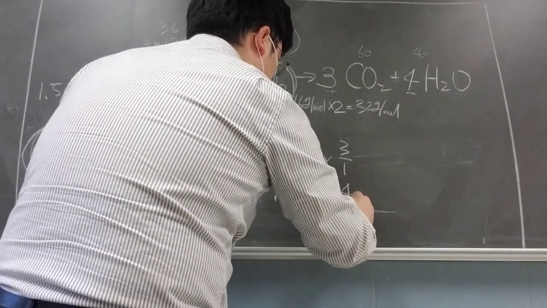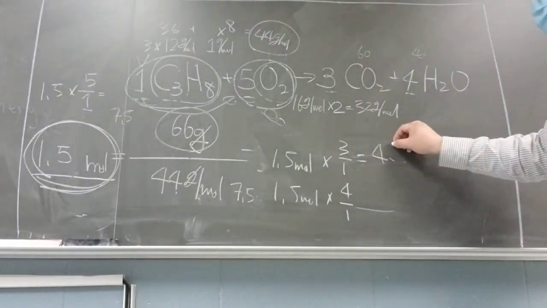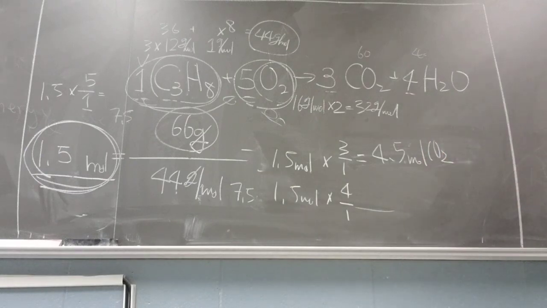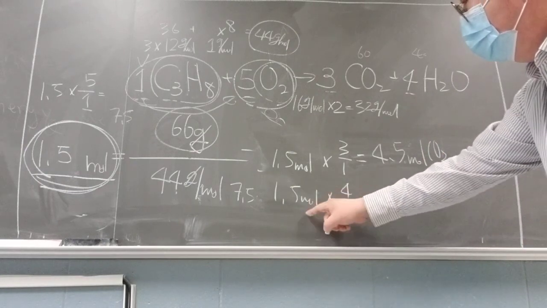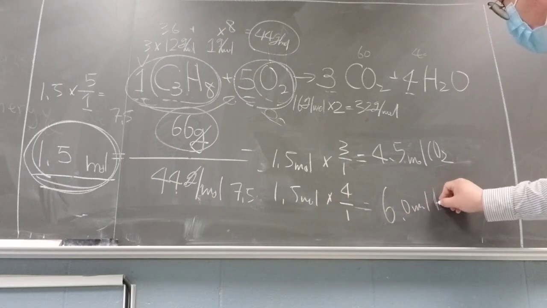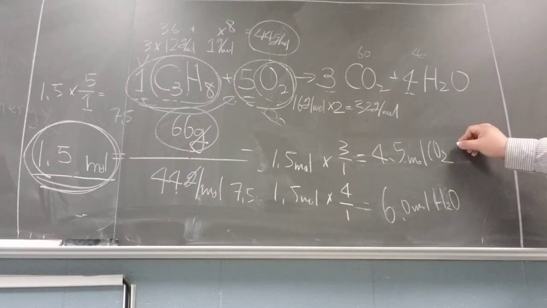Okay. So for this one, you're going to have what? 4.5 moles of carbon dioxide will be formed. Okay. And then you're going to have 6 moles of water formed. Okay, and the rest is pretty much the same, simple.